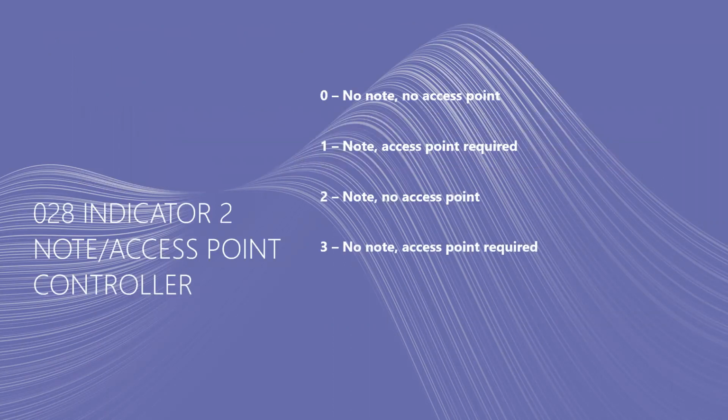I thought I would start with indicator 2 for the 028, simply because it's the main note access point controller. And you've probably seen this in other fields before. So these are the only options for that. 0 is going to generate no note or no access point. 1 is going to generate a note and an access point is required.